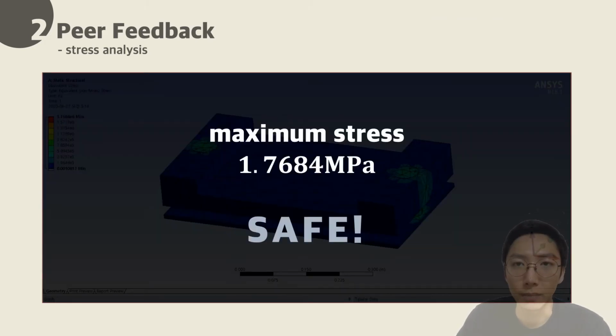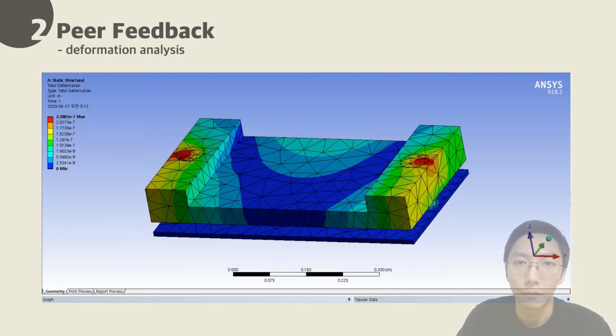The highest pressure measured is 1.7684 megapascal. Since the yield stress of ordinary metal is more than 100 megapascal, the stress on the action body is safe. We analyzed the action body's deformation too.